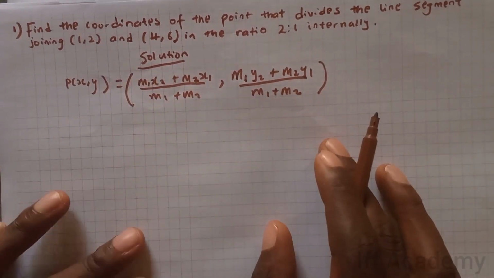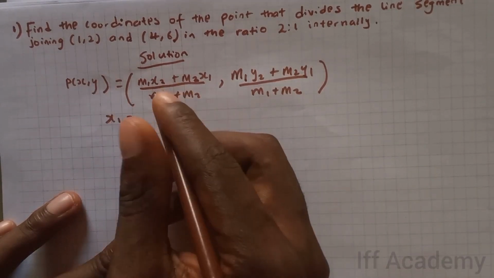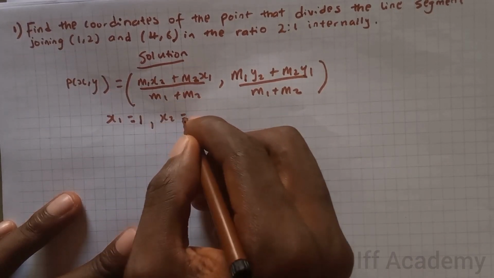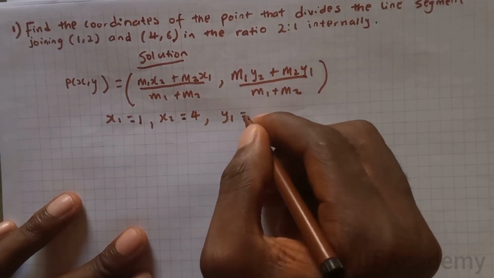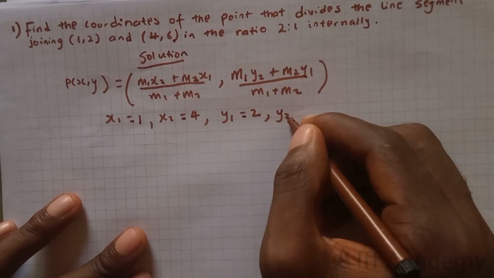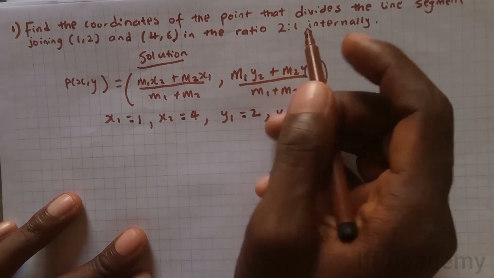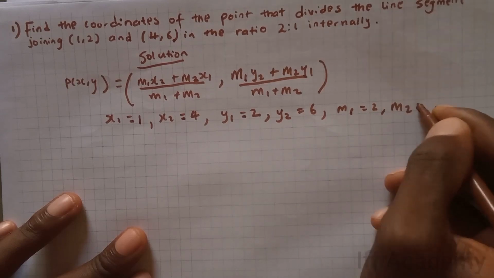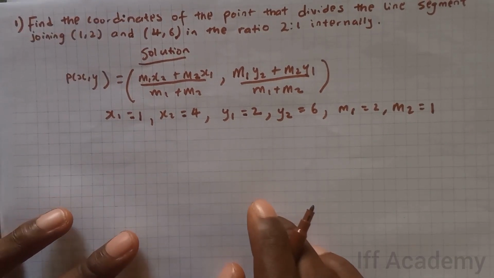Now from the question, we have that our x1 is equal to 1, x2 is 4, y1 is 2, y2 is 6, and it says in the ratio 2:1. So m1 is 2, m2 is 1. So what we simply do here is to substitute the values into the formula.